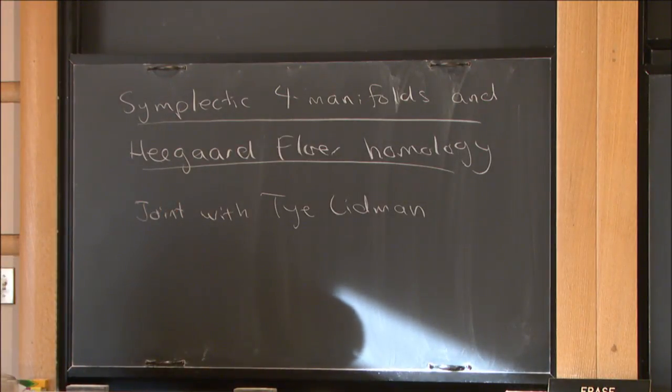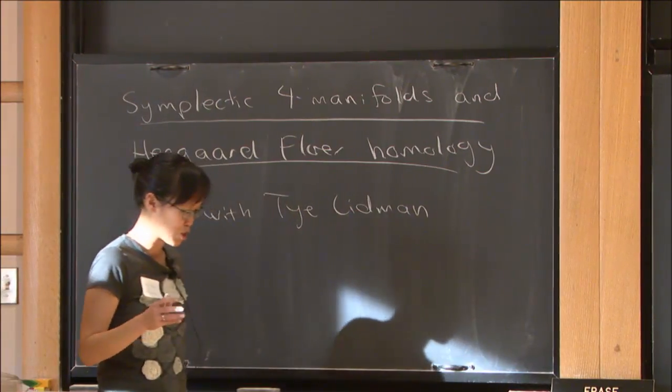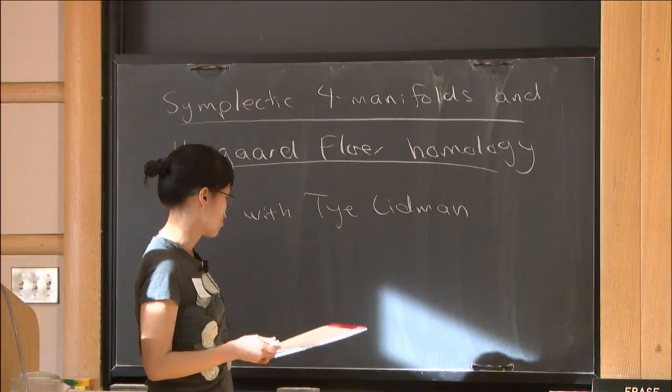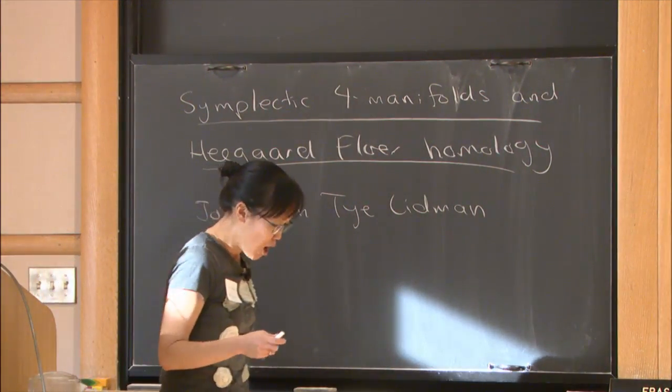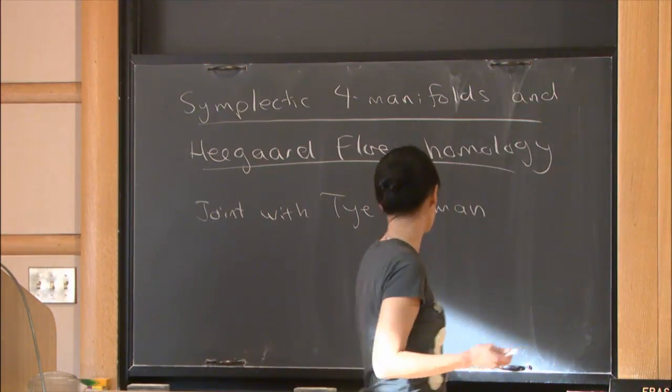Great. Okay. So what's our goal? Our goal is to consider the question of when does a four-manifold admit a symplectic structure? Remember, a symplectic structure is just a closed non-degenerate two-form. And we're going to talk about some obstructions coming from Heegaard Floer homology.